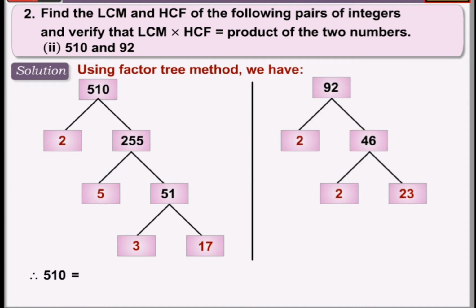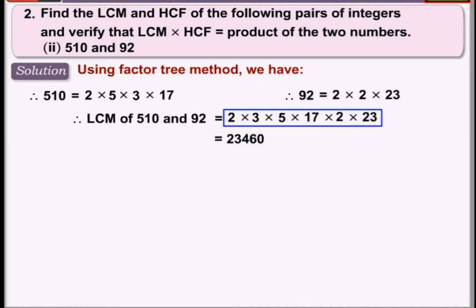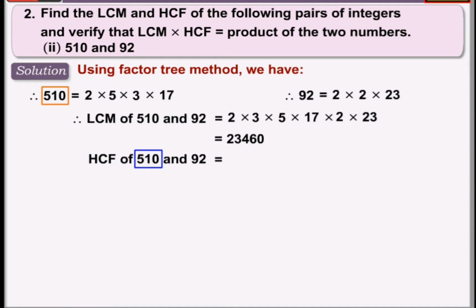So 510 is equal to 2 into 5 into 3 into 17. So 92 is equal to 2 into 2 into 23. Now LCM of 510 and 92 is equal to 2 into 3 into 5 into 17 into 2 into 23. That is 23,460. HCF of 510 and 92 is 2.